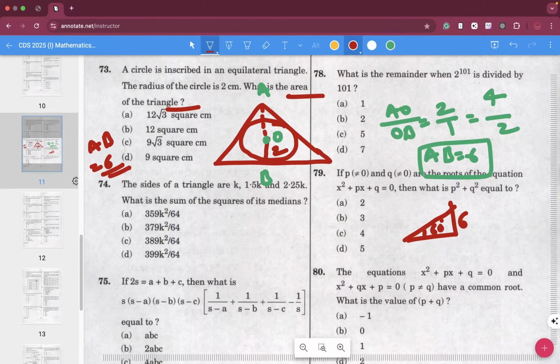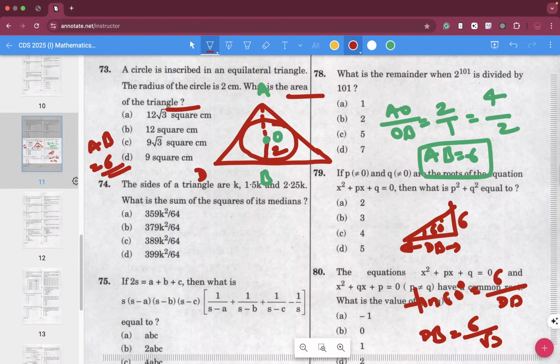And now we want to find out this particular base, DB. Can you apply tan 60 over here? Tan 60 is equal to opposite by DB, which means DB is equal to 6 root 3, right? Then the DB value is 6 root 3, and now the area of the triangle is how much?